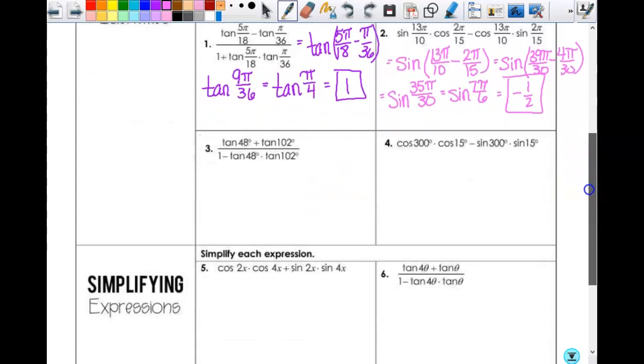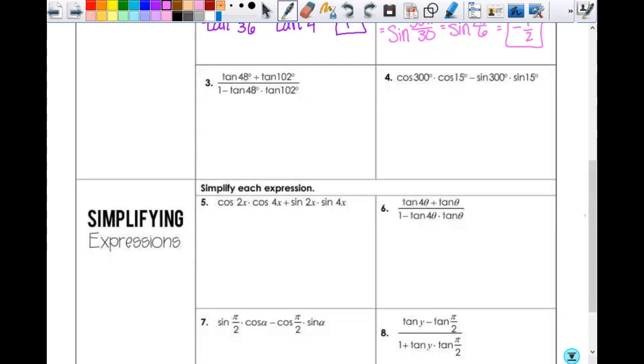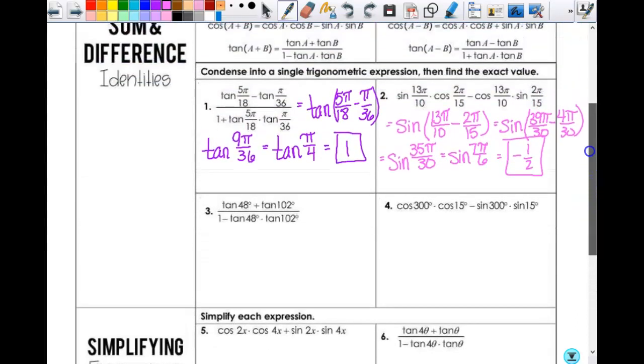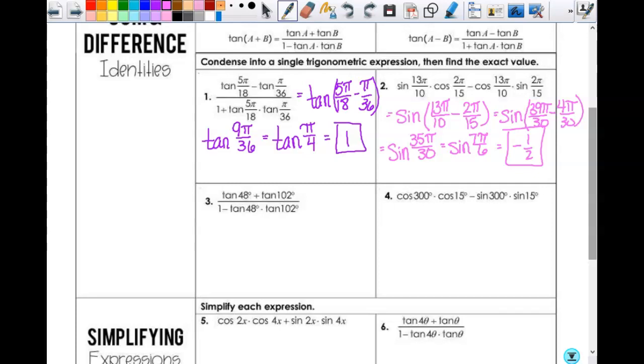All right, let's look at number 3. We've got the tangent. So this is a tangent one. Look back up here. So I'm adding in the numerator, so it should be this one. But again, make sure that this is A, B, it's 1 minus. So I believe it is this one. So this will be the tangent of 48 plus 102. So that is the tangent of 150.